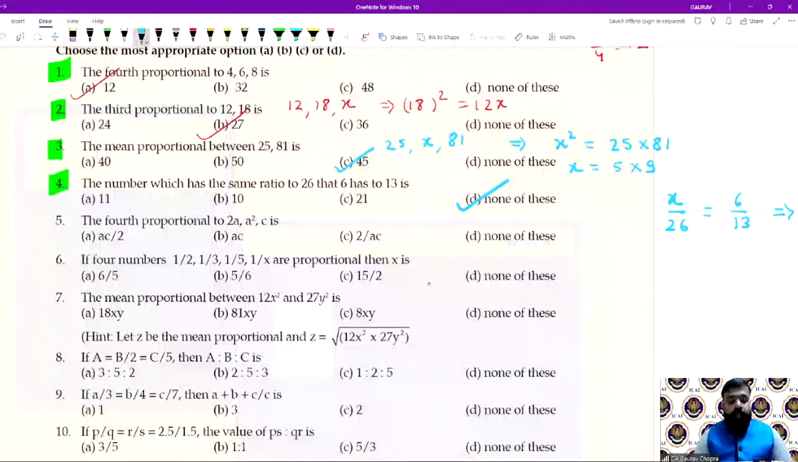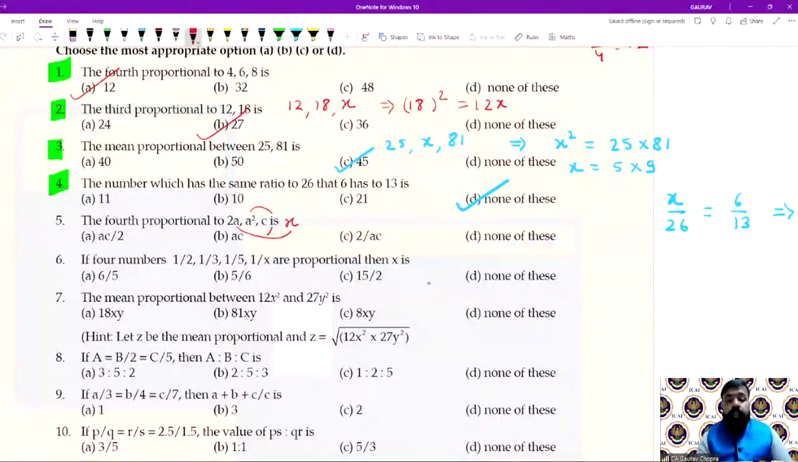The fourth proportional of 2a, a square, c is. So now we have to take the fourth value as x. So we can take the fourth value as x. Now applying the cross product rule.